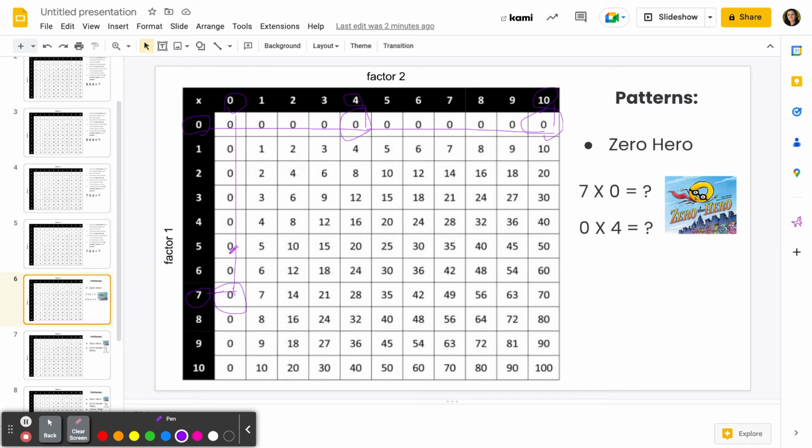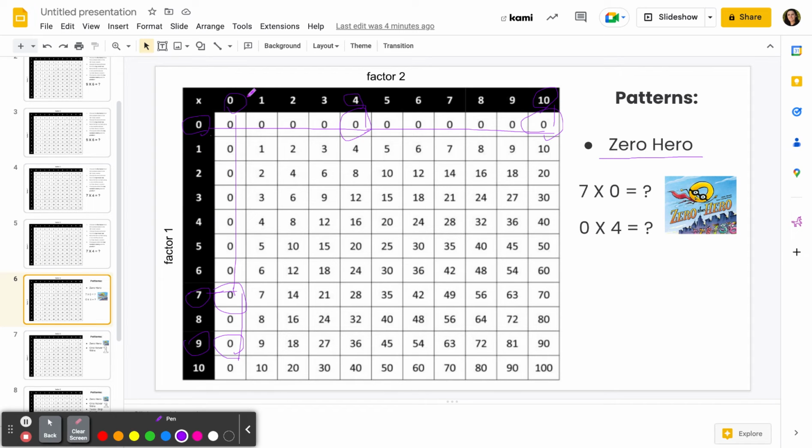Let's do one more just to be sure. What about 9 times 0? Here's 9. Here's 0. Move down, move across. 9 times 0 equals 0. Do you notice that every time we multiply a number times 0, it equals 0? We're going to call this pattern the zero hero pattern. And we have a rule for multiplying by 0: anytime we multiply a number by 0, the product is 0.